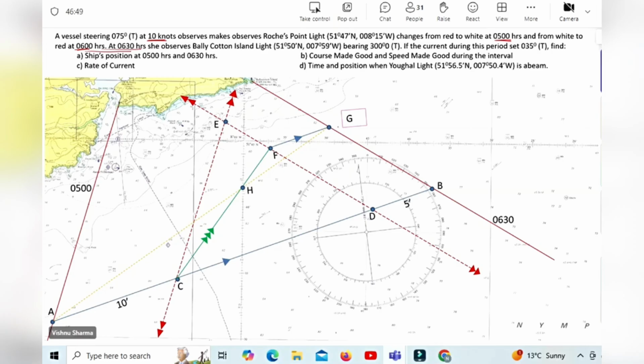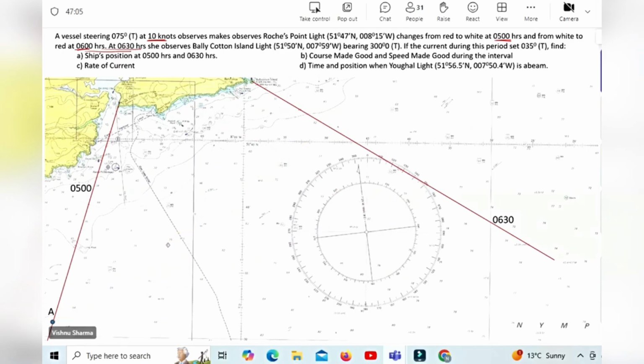Call that point as H. So now guys, we took any point on the first PL as A. We drew the CTS. Let me just go back and do it again. We drew the first PL.